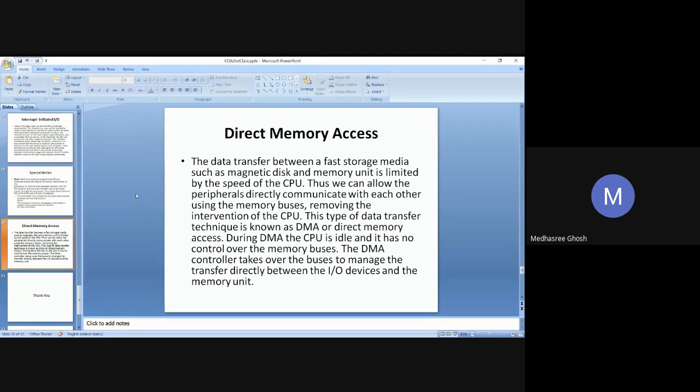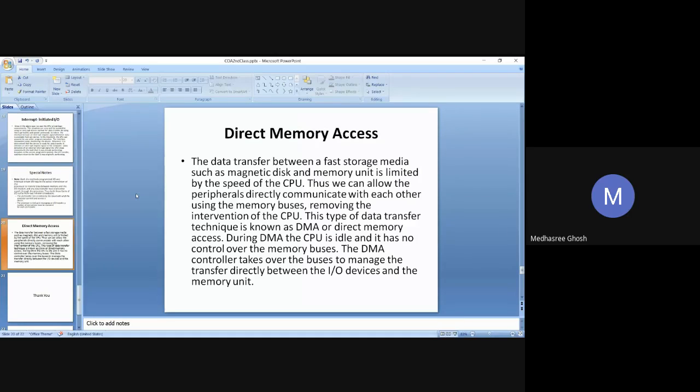What it does: the data transfer between a fast storage media such as a magnetic disk and the memory unit is limited by the speed of the CPU. Obviously, if the CPU is working on so many things, then how can it provide high speed access to the memory for input output? That is why, if we give direct memory access to the input output device, it will be the speediest job. Thus, we can allow the peripherals to communicate directly using the memory buses.